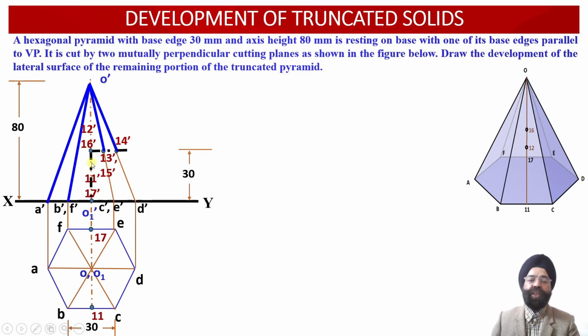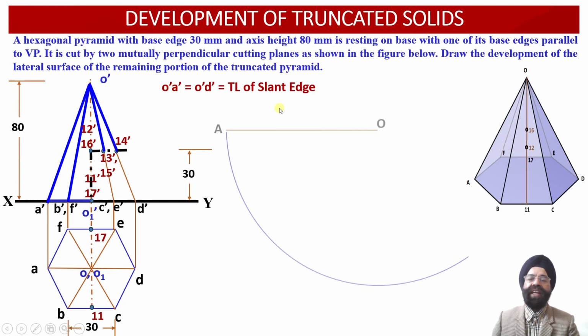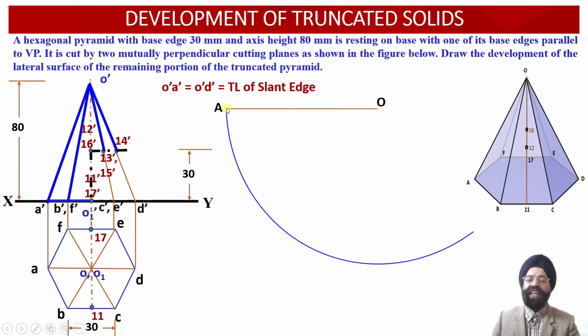So now we have discussed that this portion of the solid has been cut. So this is the remainder portion of the solid. Now we are required to obtain the development of the lateral surface of the remaining portion of the truncated pyramid over here. But before that, we need to obtain the lateral surface development of the regular hexagonal pyramid, which is available with us. So now the true length of the slant edge is available as O dash A dash and O dash D dash over here. Now with O as center, with radius OA equal to O dash A dash or O dash D dash, we are going to draw an arc corresponding to the true length of the slant edge over here.